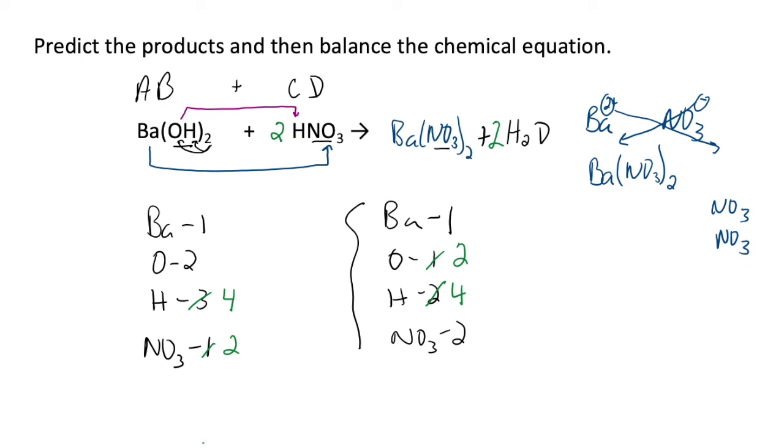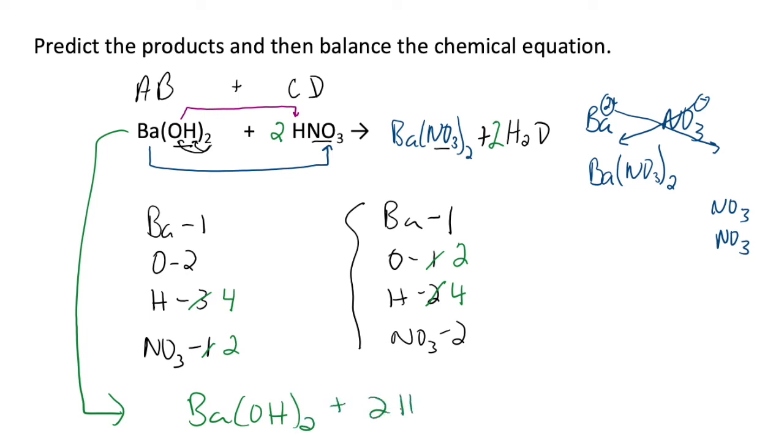So the balanced chemical equation, to write this again down here for more clarity, we have barium hydroxide plus 2 nitric acids gives you 1 barium nitrate plus 2 waters. And that is our new balanced chemical equation.